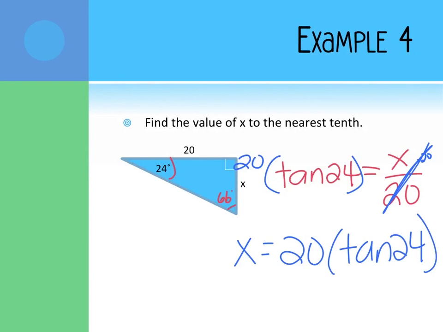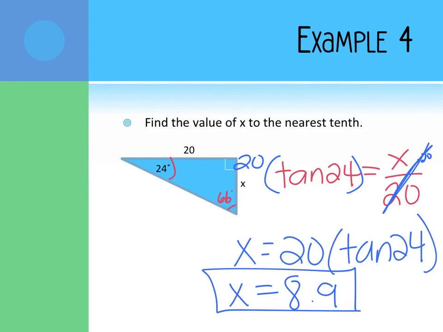If you are one of the ones that when you hit tangent, it doesn't appear, then you're going to want to work right to left. 24 tangent times 20. If it appears, then you can literally write 20 tan 24. You should get 8.9.